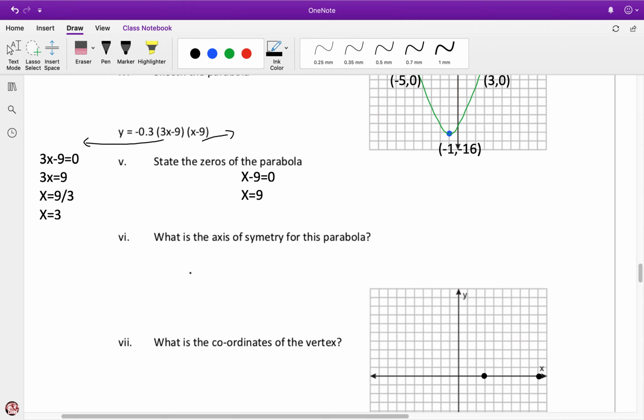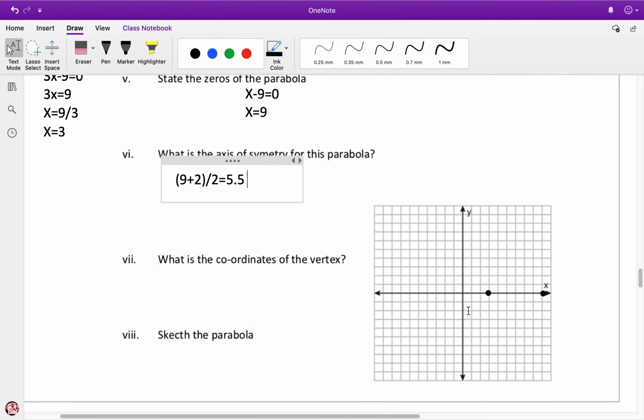Okay. Axis of symmetry is the two sides added together, so 9 plus 3 divided by 2. Add them up, divide by 2, and there's my axis of symmetry. And that equals 5.5. Yep. So realistically, if I want to label it, 3, 4, 5, it would be in the middle here. Oh, sorry, 4.